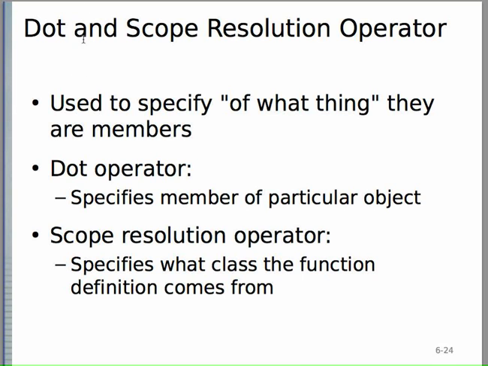Okay, so dot and scope resolution operator both do similar things. Dot operator works with a member of a particular object, whereas scope resolution operator works with classes, class names. So it specifies what class the function definition comes from.